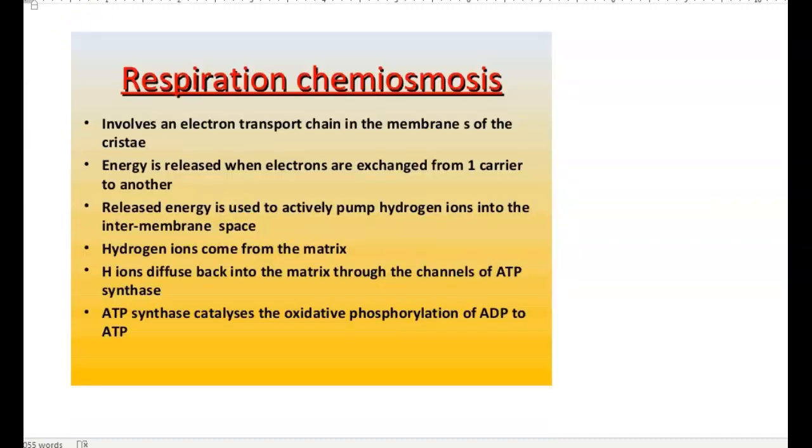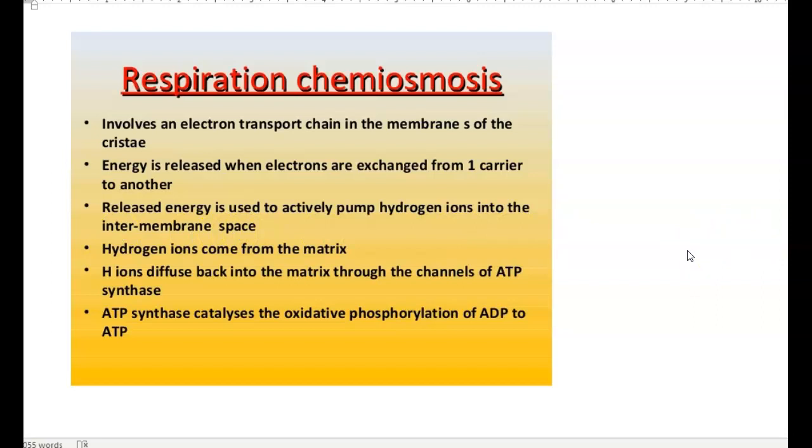So now let's look at chemiosmosis in aerobic respiration. It's going to involve the electron transfer chain, just like in photosynthesis. However, in this case, it's going to be on the membranes of the cristae. Energy is going to get released. Electrons are passed on from one carrier to another. The energy is going to be used to pump hydrogen ions, in this case, into the intermembrane space.